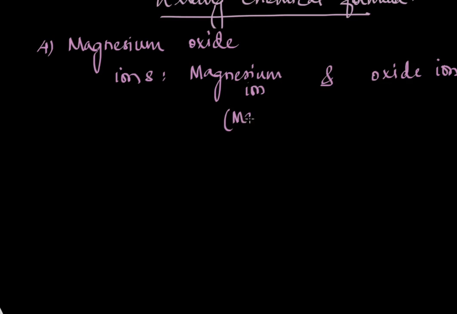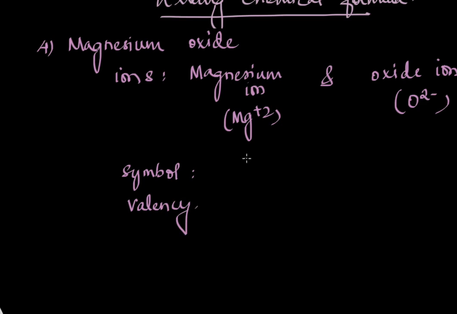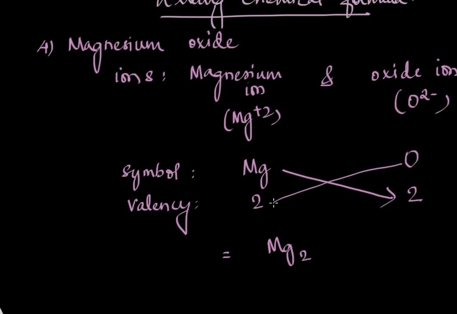Magnesium ion is written as Mg2+ and oxide ion is written as O2-. Now I'm going to write down the symbol and the valency. Now symbol for magnesium is Mg and symbol for oxide is O. Valency for magnesium is 2 and valency of oxide is also 2. I'm going to go ahead and write down the formula. So Mg, and then I'm going to write down the number 2 at its base, and then I'm going to write O and write 2 at its base.